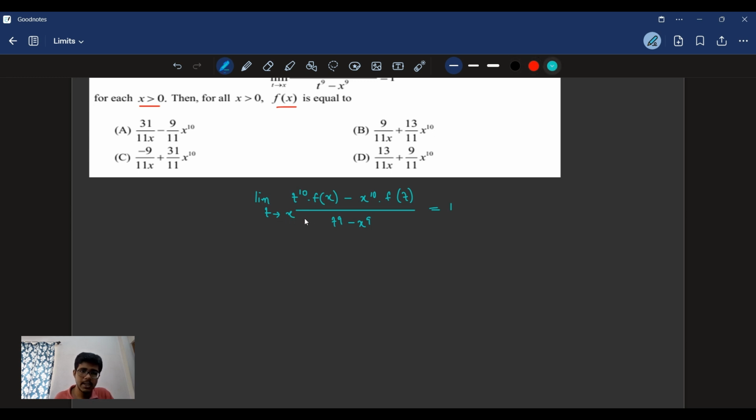If you put t as x in the numerator and denominator, you will find that the 0 by 0 form is valid, and we can apply L'Hospital's rule. So without wasting any further time, let's begin.